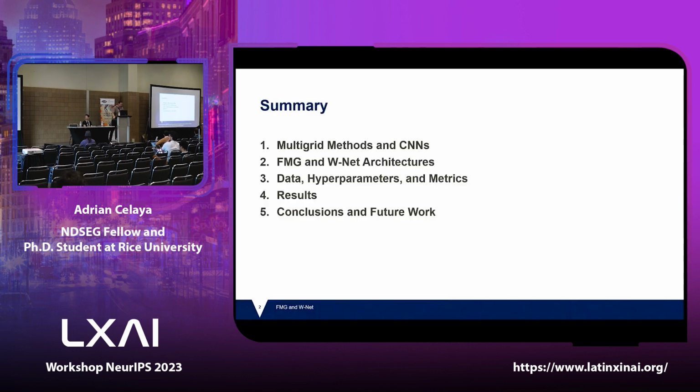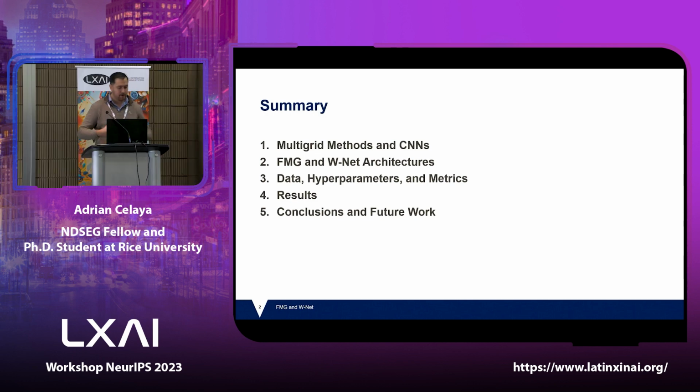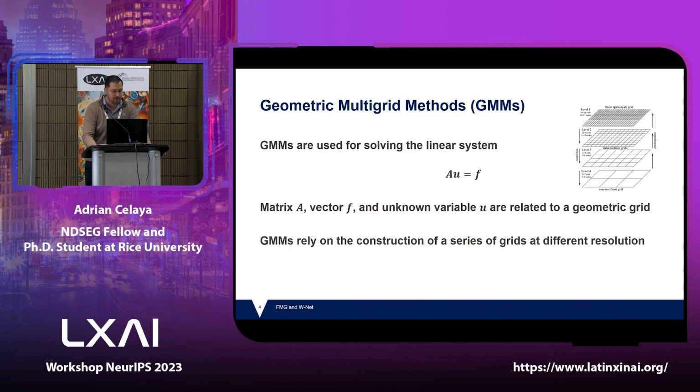All right, so to give you a quick summary, I'll talk about multigrid methods, give you a gist of what they are, how they're similar, and how they're different from convolutional neural networks. I'll go into the details of the FMG and WNet architectures, as well as the data that we're going to use. It's going to be brain tumor data, which we'll go into in a little bit. Then I'll talk about some of the results, conclude, and go into some future work.